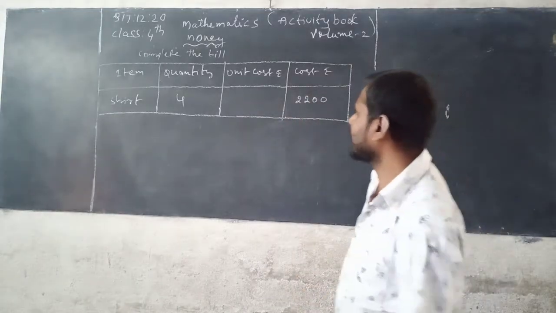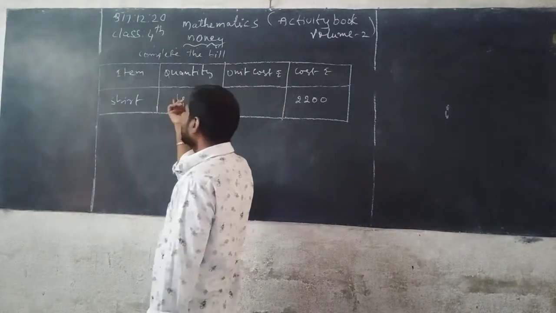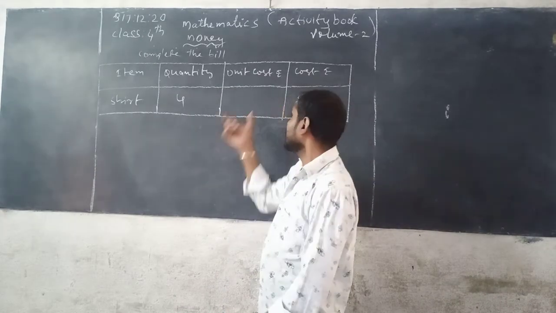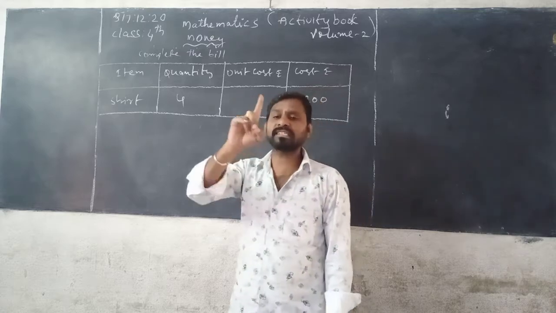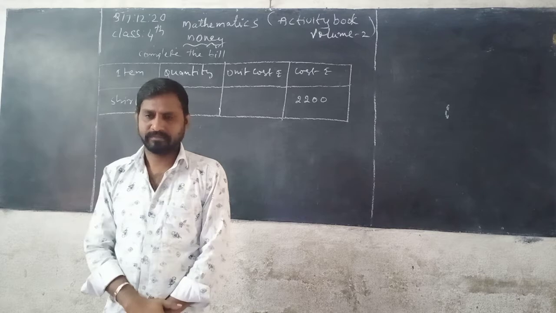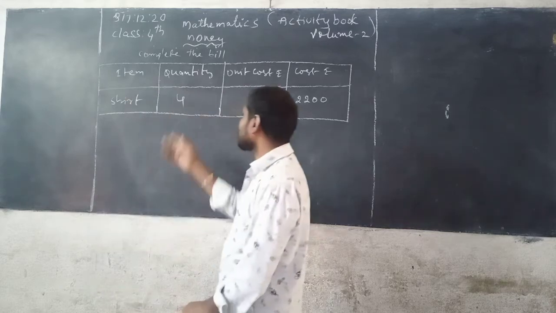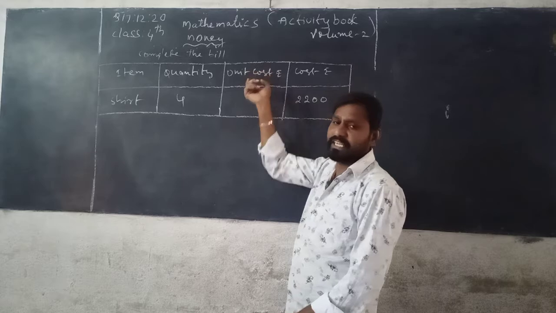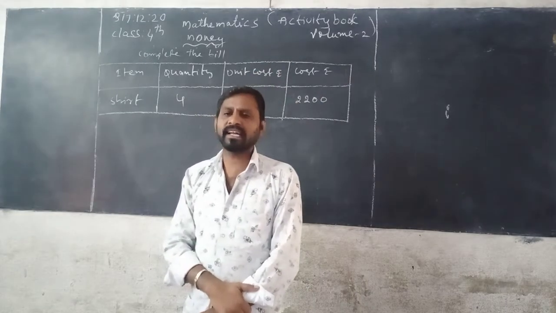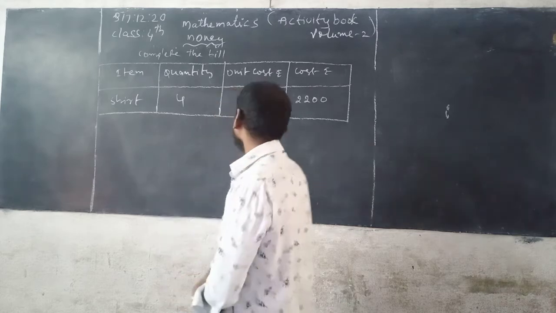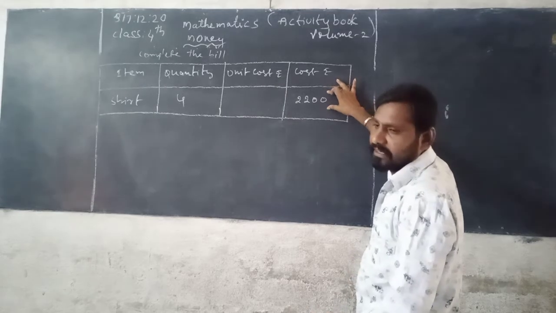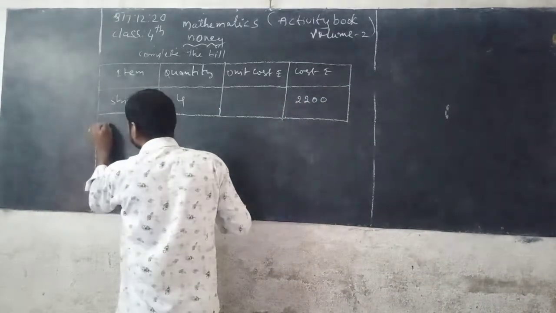See here, item shirts. Quantity means number of shirts, beta. Unit cost means you can find out the cost of one shirt. That is called as unit cost. So for example here 4 shirts are given. You can find out unit cost, means you can find out the cost of one shirt. Unit cost is nothing but one shirt here. Now total cost is given, 2200 rupees. So solution, write down everybody.